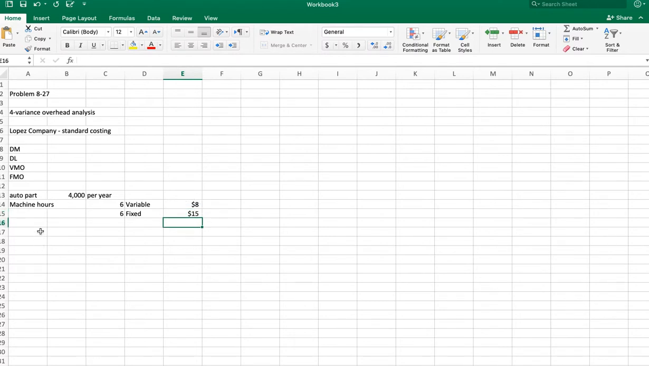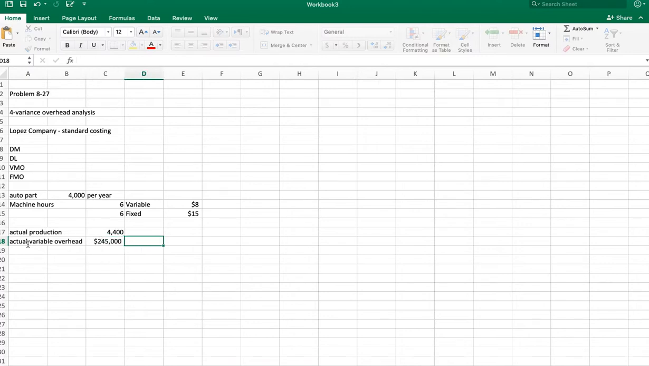Then they tell us that what we actually produced was 4,400 units. So we budgeted 4,000, but we produced 4,400. And then they tell you that actual variable overhead is $245,000, and that actual fixed overhead is $373,000.